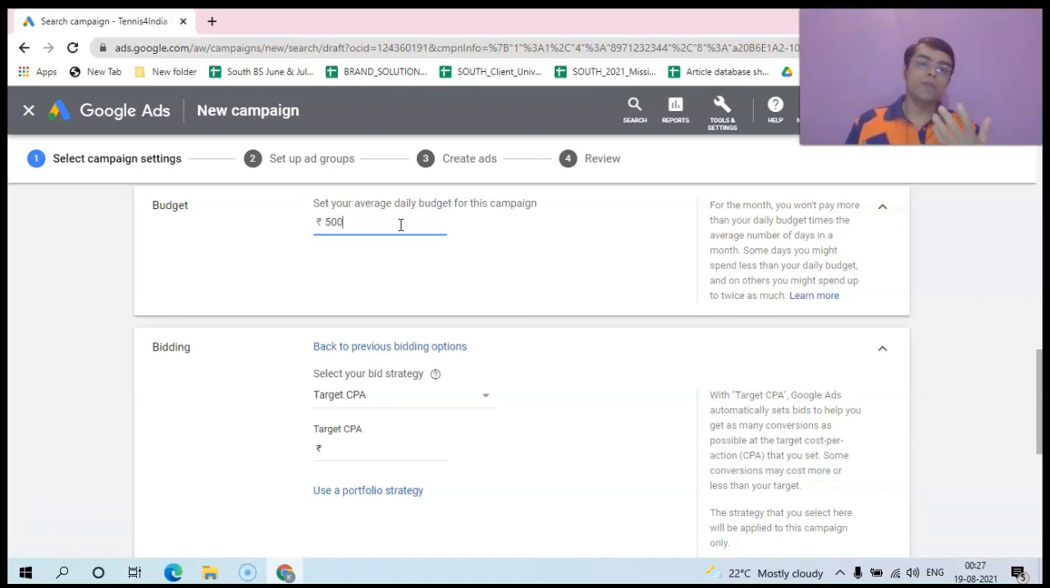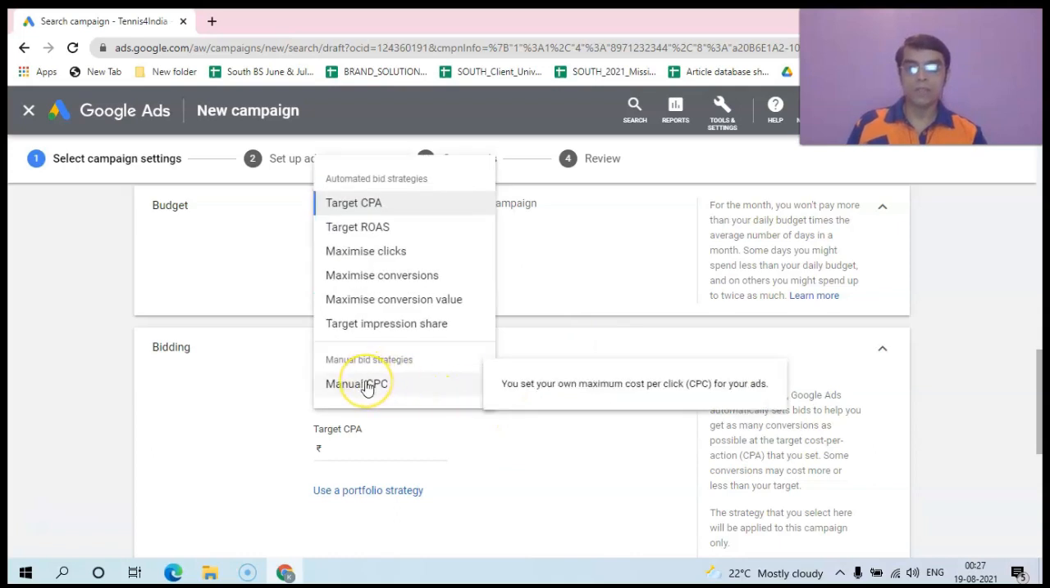Generally, when you're doing a campaign, you don't start with a target CPA, because target CPA is something that you do for conversions. You do not do a target CPA straight away. You first start with a manual CPC. That's what you do when you start a fresh campaign for a fresh product or service, because when you do manual CPC, you come to know what your cost per click is, and then accordingly you can estimate what the target CPA could be.